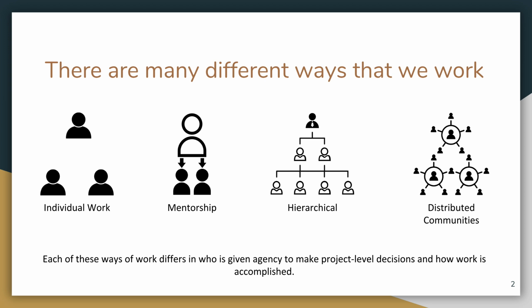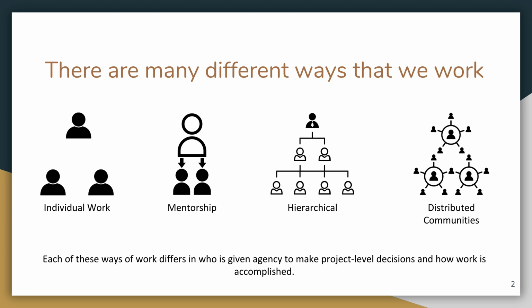So for example, an individual work scenario could be something like a freelancer working on a project for a client. A mentorship or apprenticeship scenario could be one where you're working with a graduate research advisor and learning how to do graduate research. Hierarchical structures are found in many work organizations today. And an example of distributed communities would be Wikipedia, where you have article owners, but then you have a bunch of other people helping to edit and maintain that article.